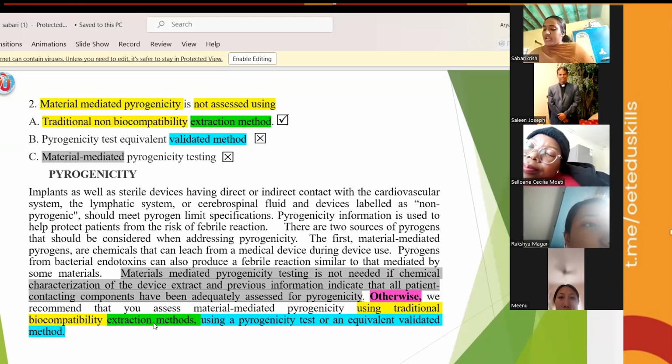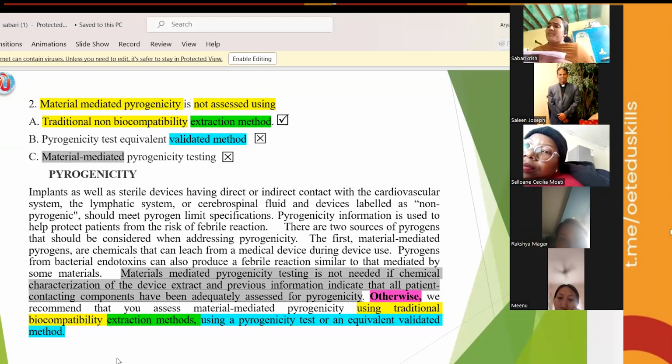How is C eliminated? Answer option C means material mediated pyrogenicity testing. But in the text, material mediated pyrogenicity testing is not needed if chemical characterization of the device is done. So it is not important here. And one more point: the name is given near the name only, so we easily eliminate answer option C also.